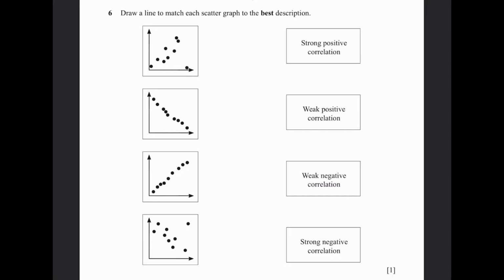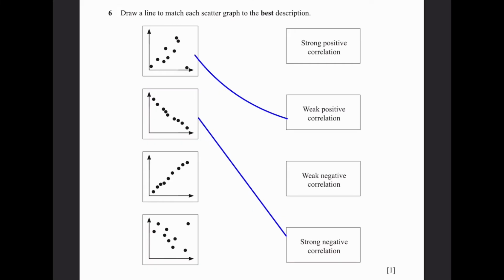Question 6. Draw a line to match each scatter graph to the best description. So this graph, we can see it's a positive correlation. It's going in this direction, upwards. But then it's not that strong. It doesn't form a line that easily. So it's a weak positive correlation, like this. Now for the second one, we can see it's going in a negative slope. But then it actually forms a line really easily. So it's a strong negative correlation.